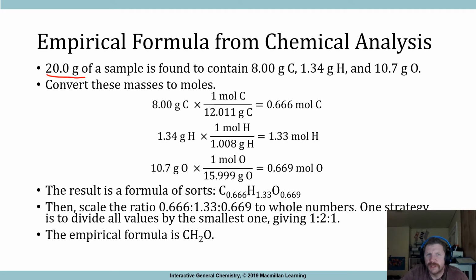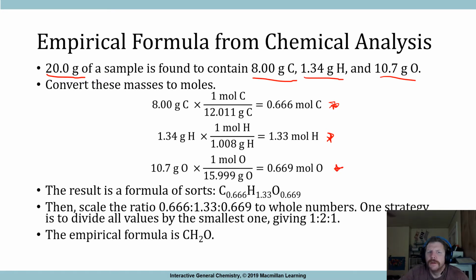you'd have 20 grams of a sample found to contain 8 grams of carbon, 1.34 grams of hydrogen, and 10.7 grams of oxygen. Everything is accounted for. All 20 grams are accounted for. So that entire substance is made up of only these 3 elements. What you'd be able to do is figure out the moles, taking these masses: 8 grams of carbon converts to 0.666 moles of carbon, 1.34 grams of hydrogen converts to 1.33 moles of hydrogen, and 10.7 grams of oxygen converts to 0.669 moles of oxygen.